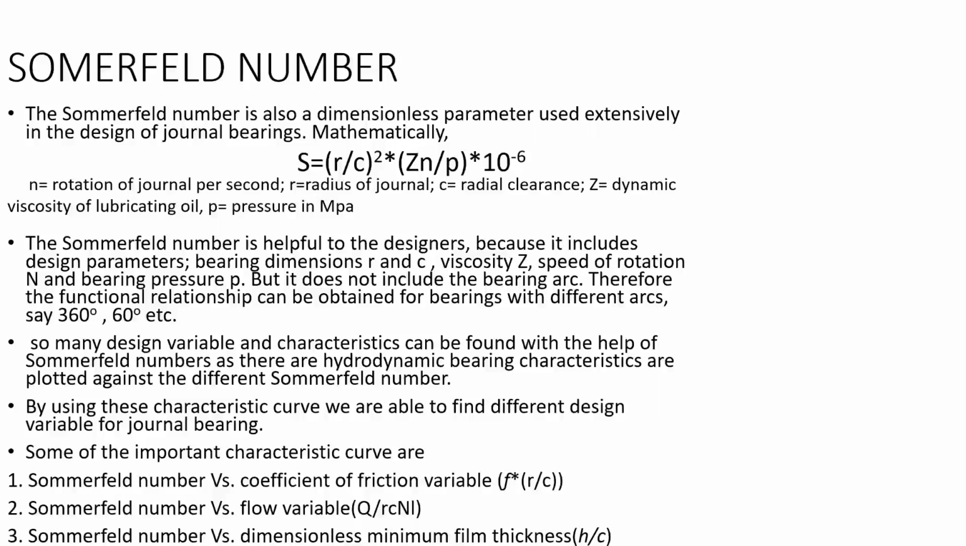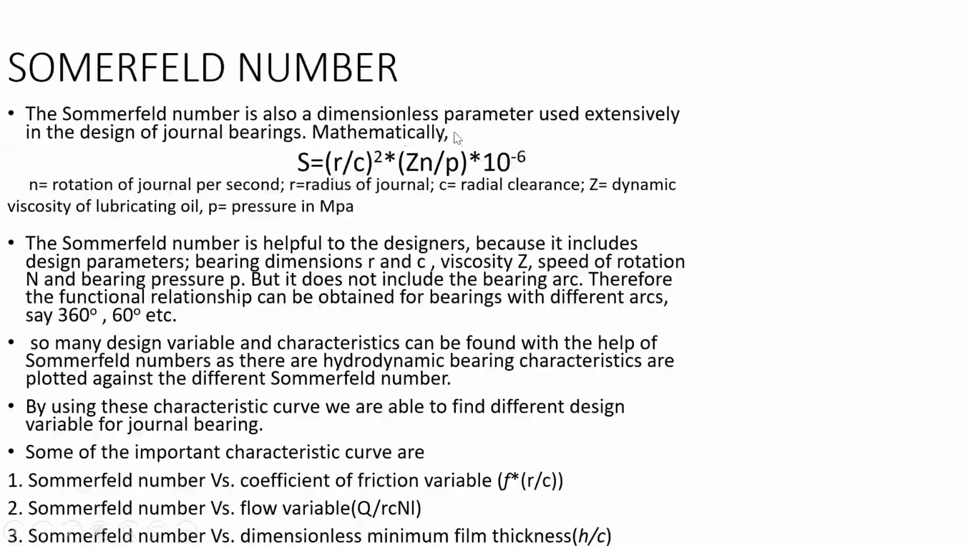is S is equal to (R by C) square multiplied by (Zn by P) multiplied by 10 to the power minus 6. So if we see this formula, the first term R by C is nothing but the inverse of the radial clearance ratio of a journal bearing, because C is the radial clearance and R is the radius of the journal.